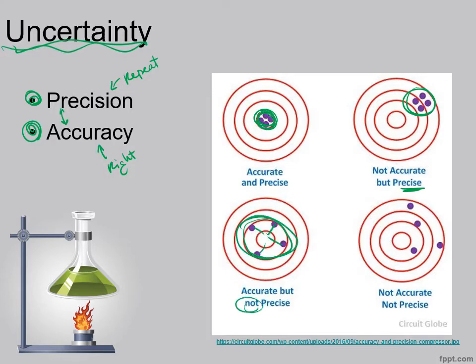Interestingly, these are not precise. I do not have the same value over and over. The data is quite spread out. Here I have values that are neither accurate nor precise. Our data is all over the place and not close to the target. Of course, our goal is always going to be accurate and precise.